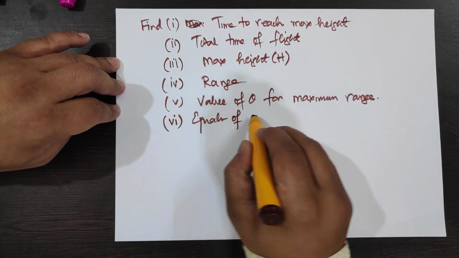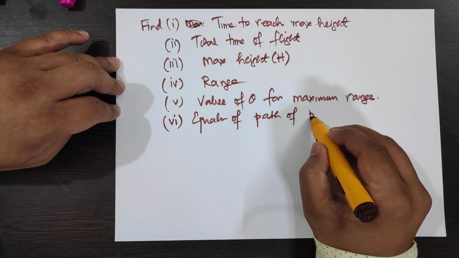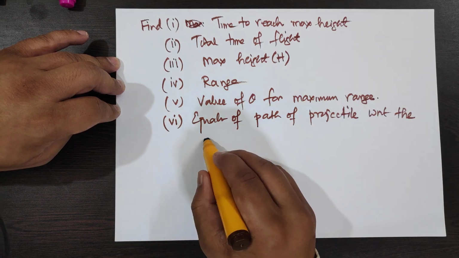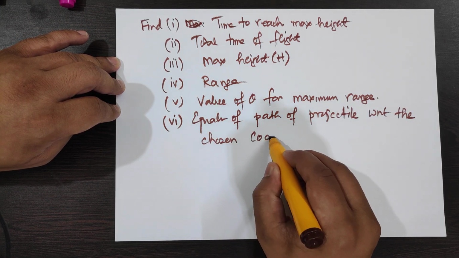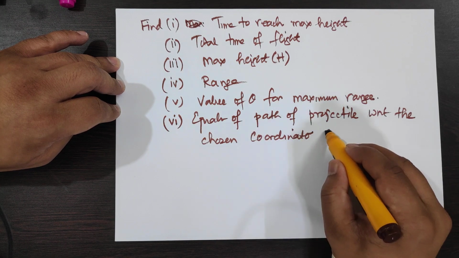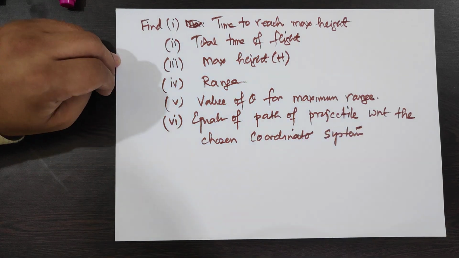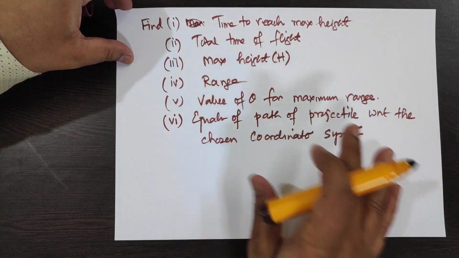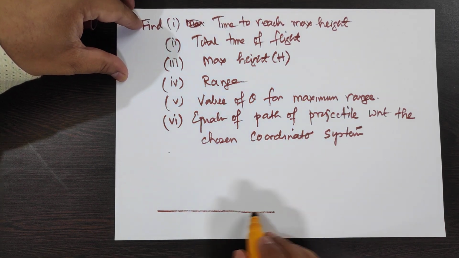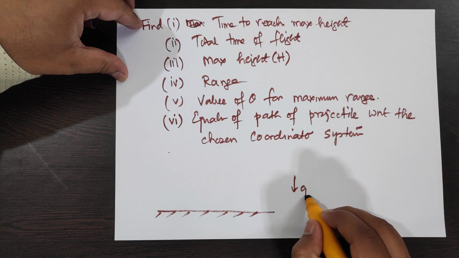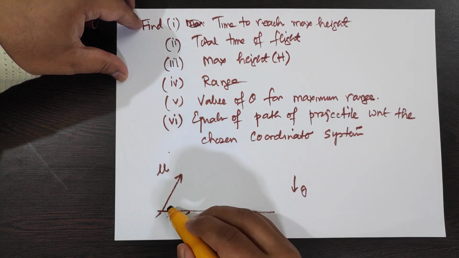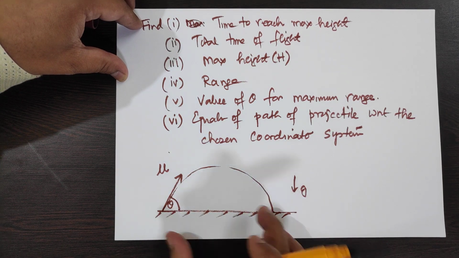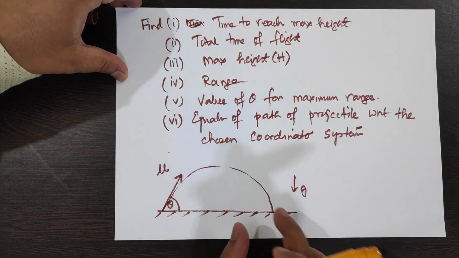And also one more: the equation of path of the projectile with respect to the chosen coordinate system. The coordinate system is up to your choice. So this is the problem statement. Again, gravity downwards, projectile thrown at a velocity u, making angle theta. This is the path. You have to find the range, the maximum height, time to reach maximum height, and the total time of flight.